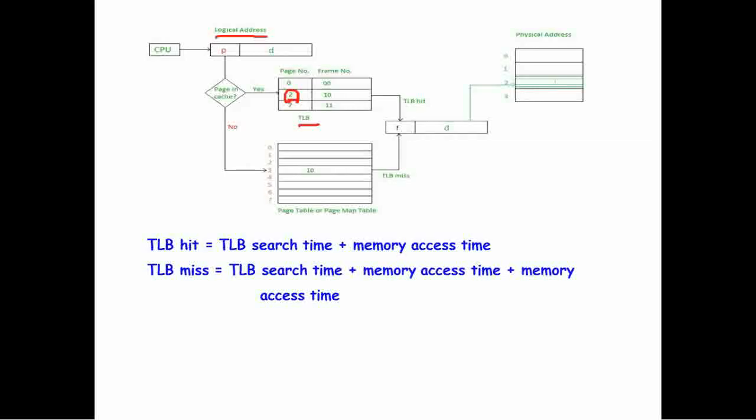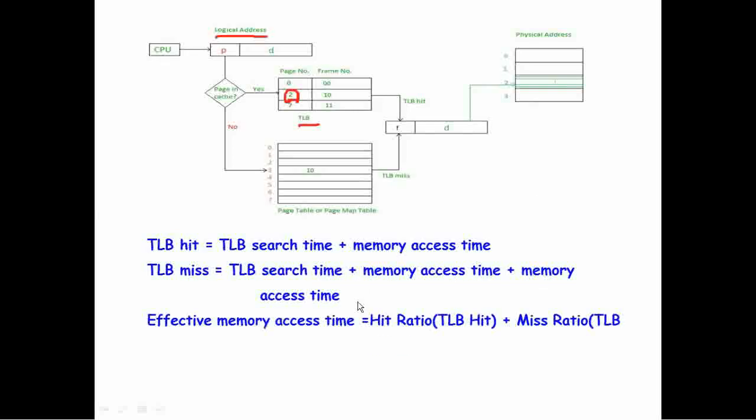The meaning here is, anyway the TLB will be searched to find if a page is available or not. Suppose if a page is not available, then the page table will be accessed and finally the main memory will be accessed. So that's why here for TLB miss it has been given as 2 times memory access time. This is for page table and this is for the actual physical memory. And here using this we calculate the effective memory access time.